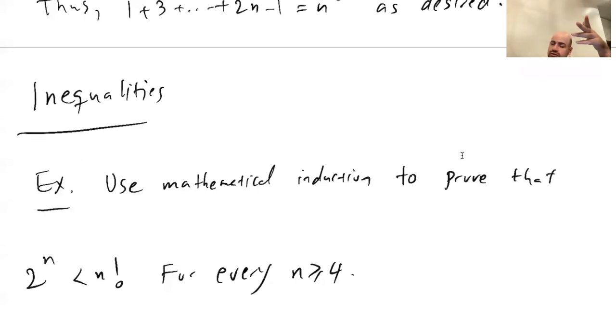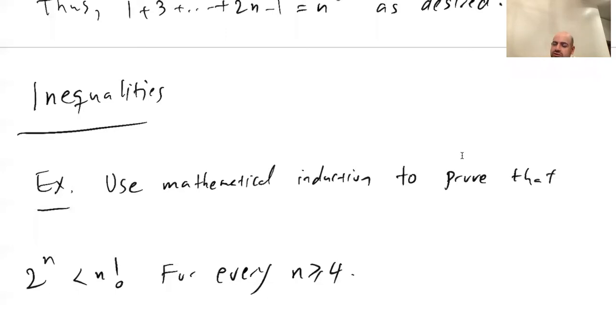But here we want to show that it's true for every n bigger than or equal to 4. So that means the only modification that we need is in our basis step. So in the basis step, instead of checking that the statement holds for n equals 1, here we will check that the statement holds for n equals 4, and the rest is the same.